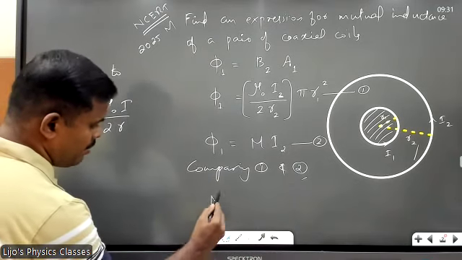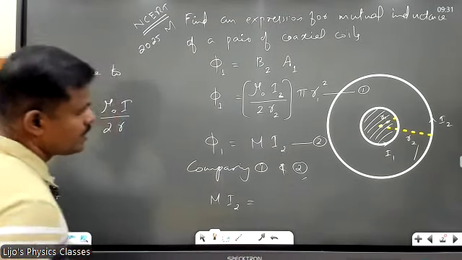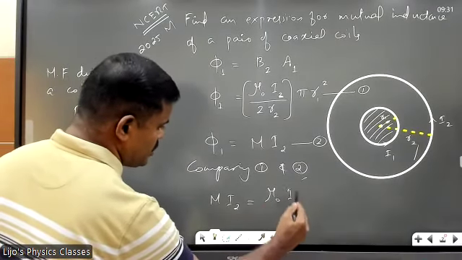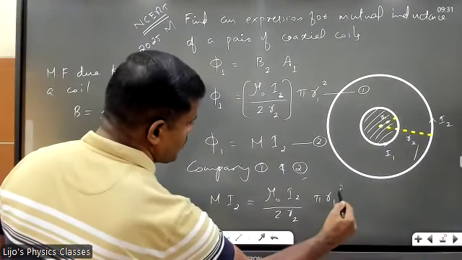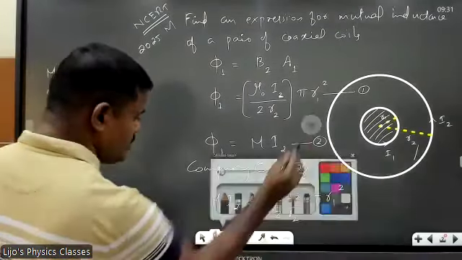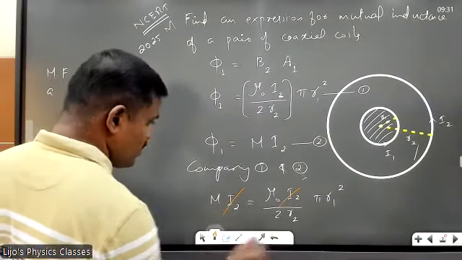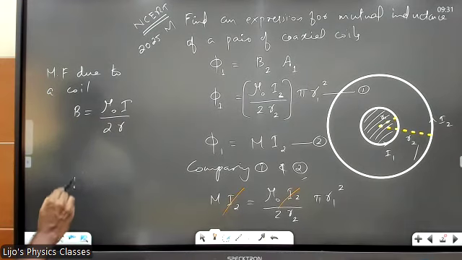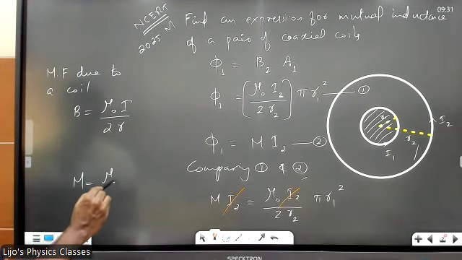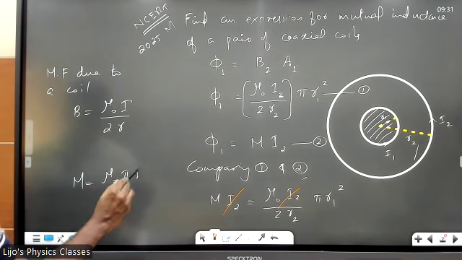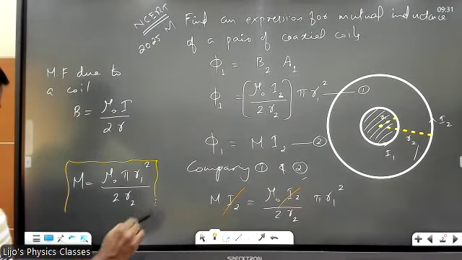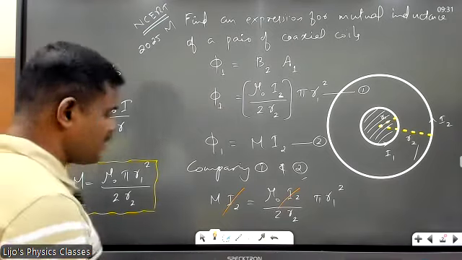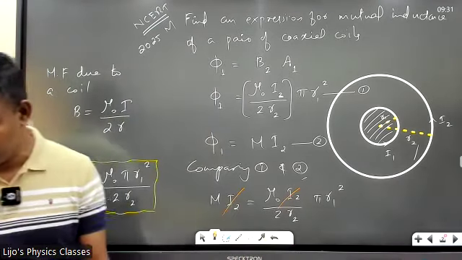Just substitute. M I2 is equal to mu 0 I2 by 2R2 into pi R1 square. Cut the common terms out: I2 and I2 are cut. Finally, you are left with M is equal to mu 0 pi R1 square divided by 2R2. This is an NCERT example question. It's very, very important. Mutual inductance is mu 0 pi R1 square divided by 2R2.